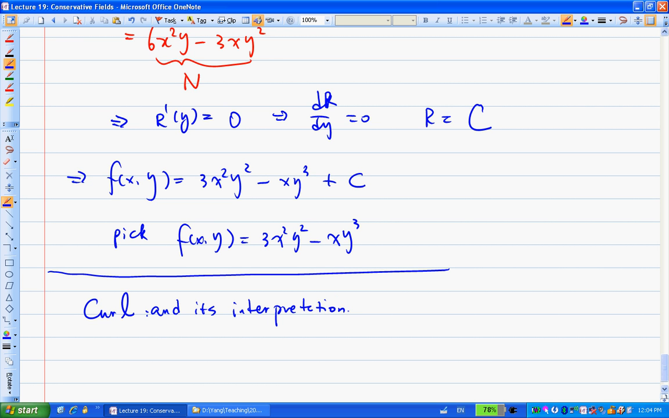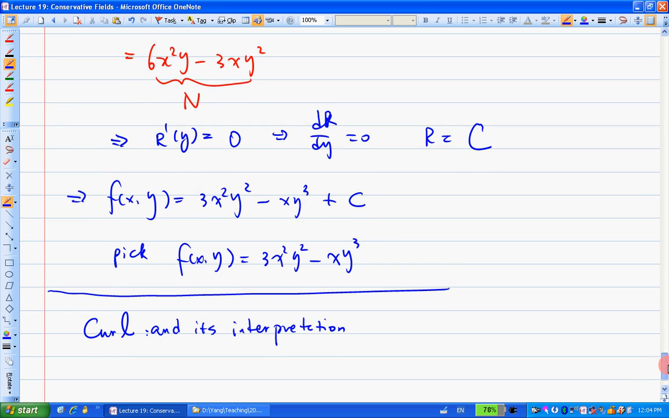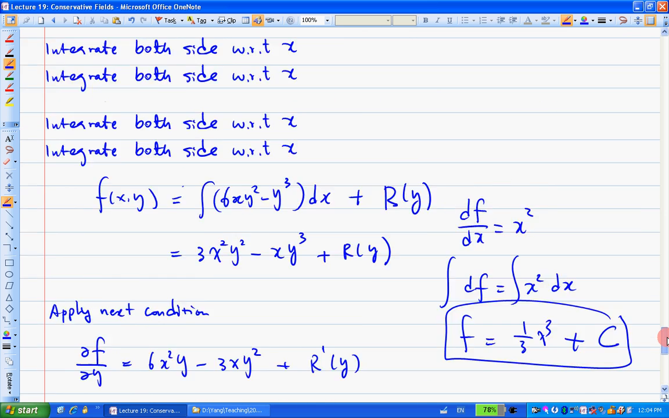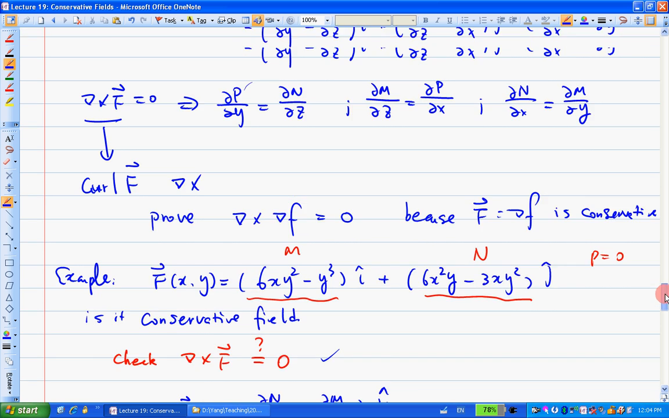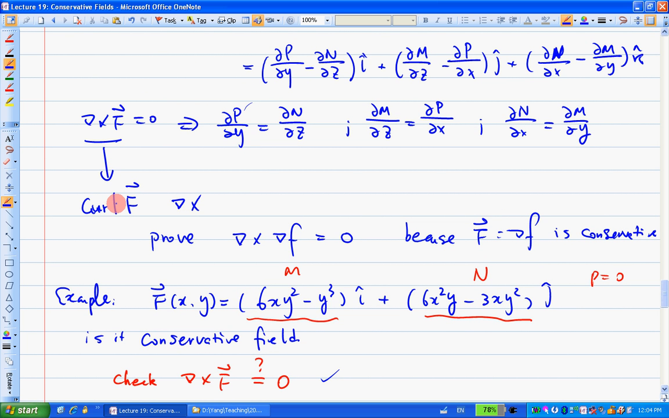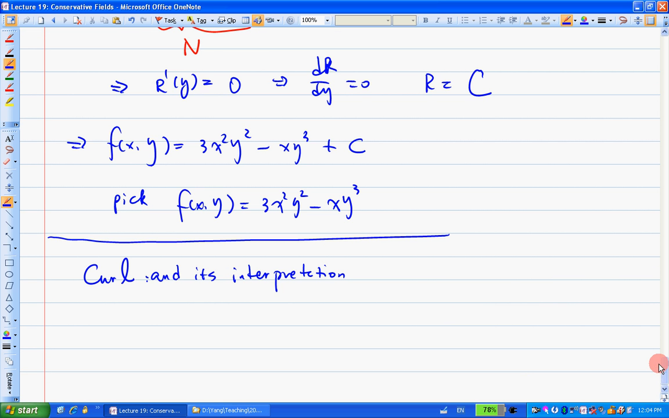I mentioned the curl when I was talking about checking whether a field is conservative. I said curl is del cross F. So what's the curl? Curl is del cross F. And how do I calculate the curl? Here is the formula. From the calculation point of view, it's very simple, nothing else at all. But let's talk about the interpretation here, and where that formula comes from.